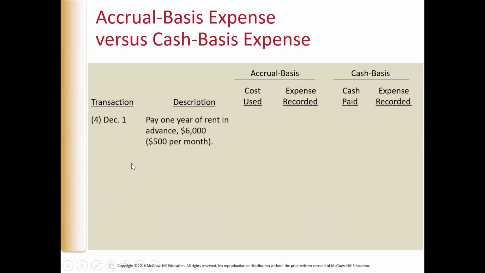Next, pay 1 year of rent in advance for $6,000. Why wouldn't we record that expense yet? We haven't used it. We haven't used that rent. But do you see under the cash basis, we would record that whole $6,000 that month.